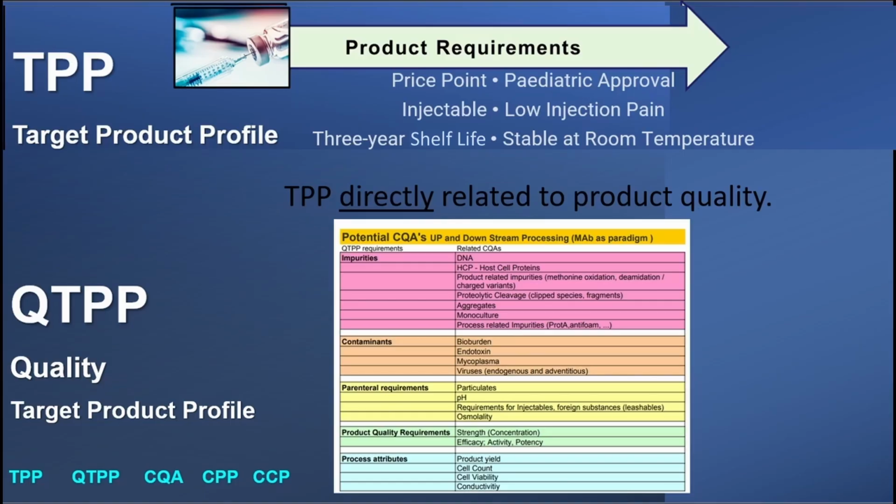QTPP, the Quality Target Product Profile, is often a large subset of the product requirements, the TPP, and is composed of the product requirements directly related to product quality. A common example is the compendial requirements for parenteral drugs. Some additional examples are shown here.